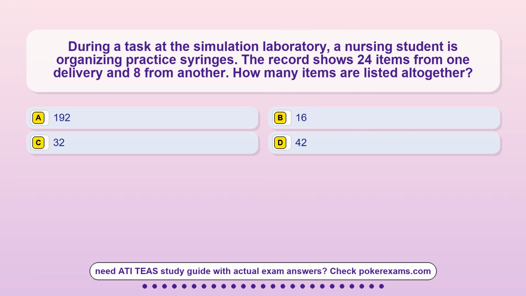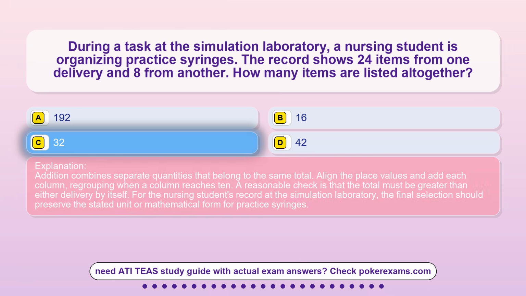Question 1. During a task at the simulation laboratory, a nursing student is organizing practice syringes. The record shows 24 items from one delivery and 8 from another. How many items are listed altogether? Option A 192, Option B 16, Option C 32, Option D 42. The correct answer is Option C 32.